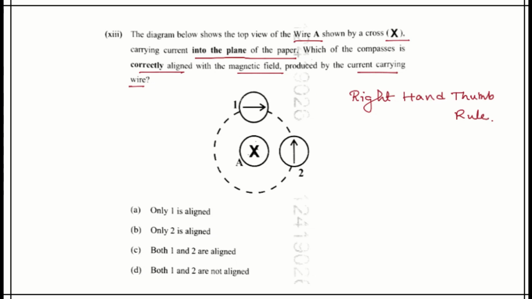According to the right hand thumb rule, if we place the thumb of the right hand in the direction of the current, which in this case is into the plane of the paper, then the rest of the fingers will point in the direction of the magnetic field. So according to the right hand thumb rule, number 1 is the correct orientation and the second one is the wrong orientation. So in this case, option A will be the correct answer.